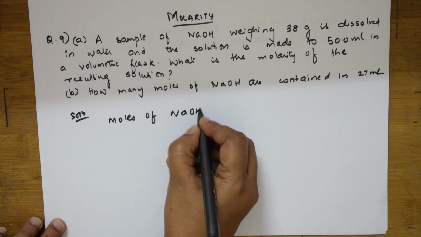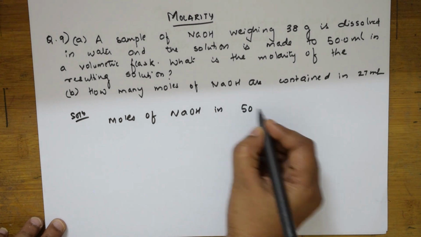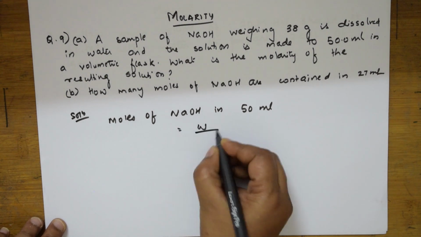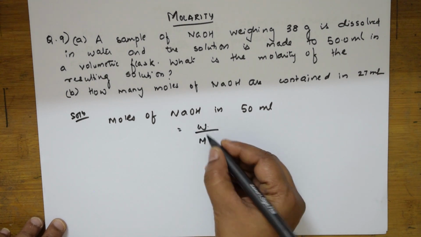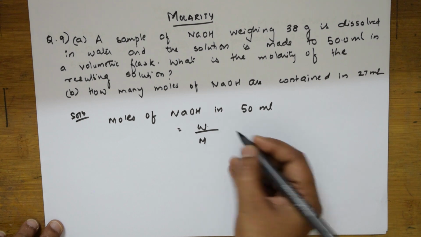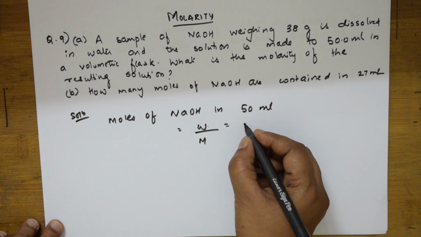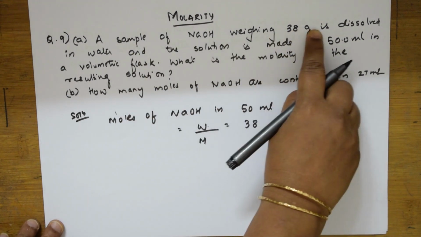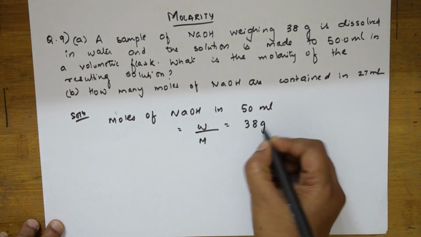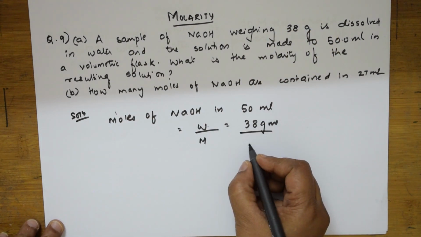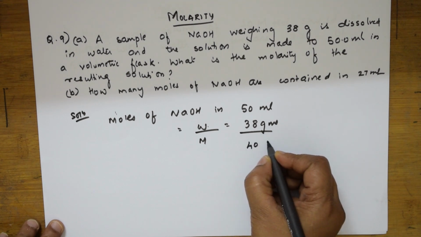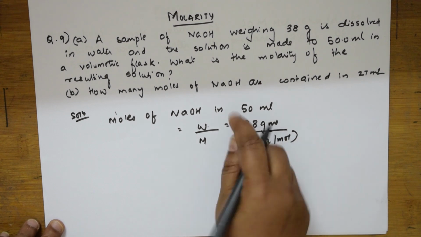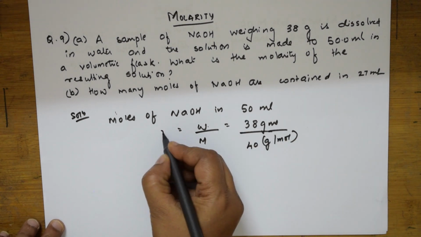Moles of sodium hydroxide in 50 ml. What is a mole? Mole is nothing but weight by molecular weight. Weight of sodium hydroxide by molecular weight of sodium hydroxide in grams. So weight of sodium hydroxide is how much? 38 grams. That's given, isn't it? A sample of sodium hydroxide weighing 38 grams. So 38 grams divided by the molecular weight of sodium hydroxide, 40 gram per mole. These two are over. So this is your number of moles.